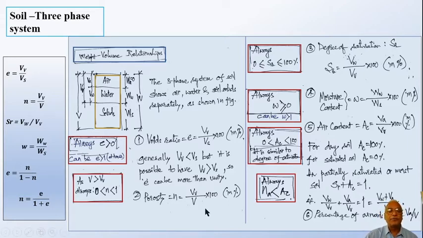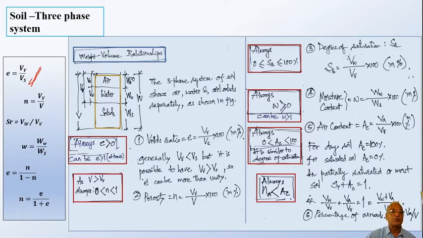We'll continue our discussion on three-phase system. In the last session, we have defined many terms, starting with void ratio. We have defined it as a ratio of volume of voids to volume of solids.